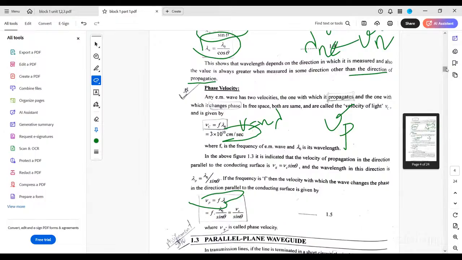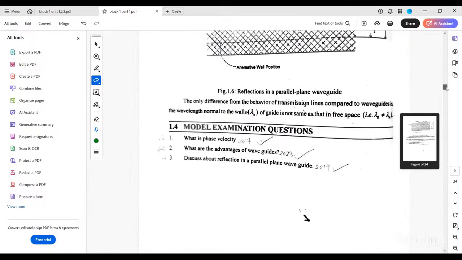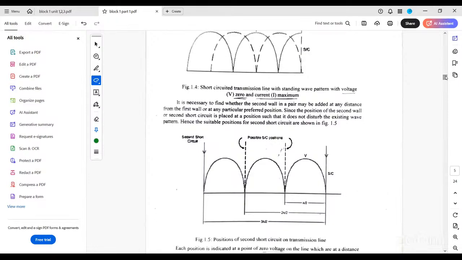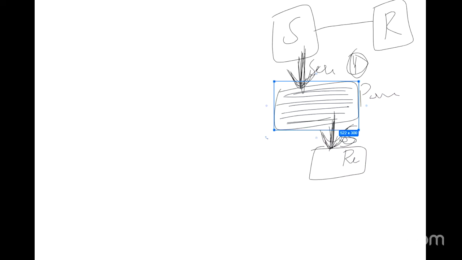In this, we have another topic, the parallel plane waveguide. I will explain the parallel plane waveguide. First, I will explain the theme of this, and next we will see the diagram and the image.